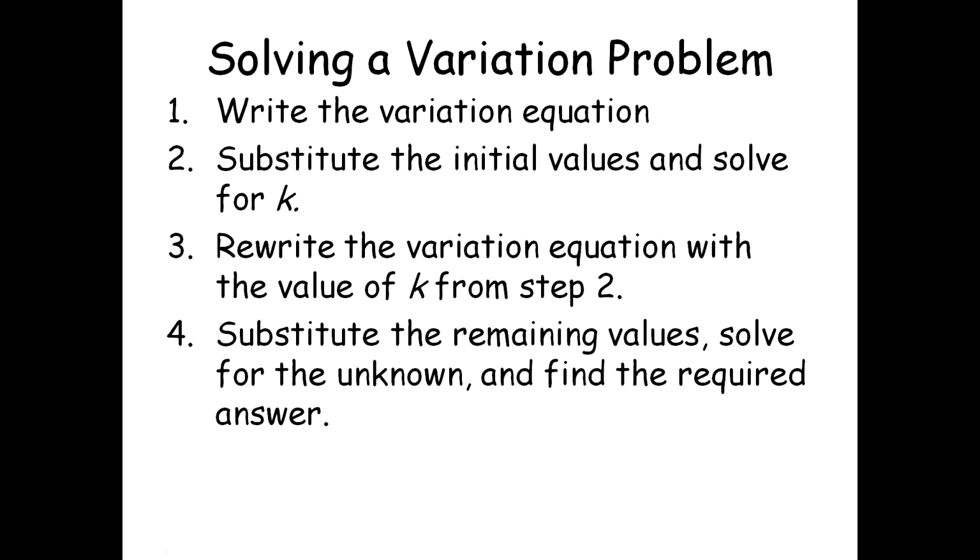Now, in a word type problem, to solve a variation problem, you have to read the problem very carefully, of course, write the variation equation, substitute the initial values and solve for k. The important thing is that you need to find the constant, and then rewrite the equation with the value of k from the solution, and then substitute the remaining values, solving for the unknown, and find the required answer, just like these last examples were all about.